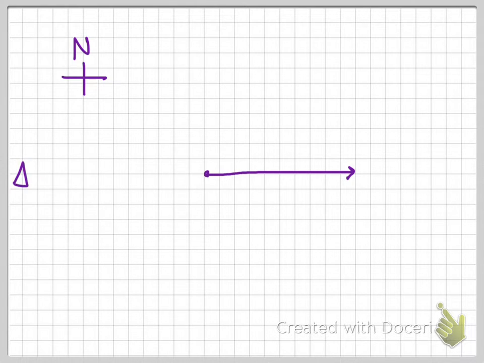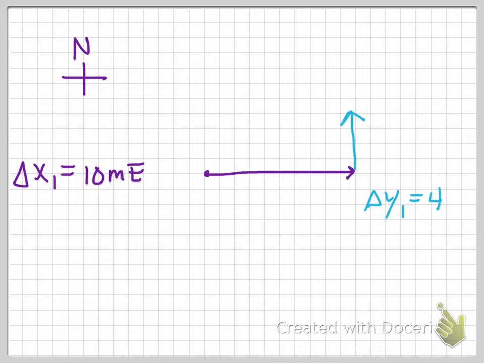So delta x1 equals 10 meters east. Well, then I'm going to throw a loop into things. 1, 2, 3, 4. So now I have some y motion. Delta y1 equals 4 meters north. And then I'm going to go 1, 2, 3, 4, 5.